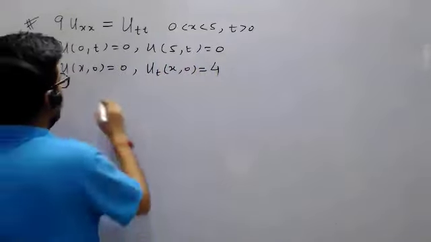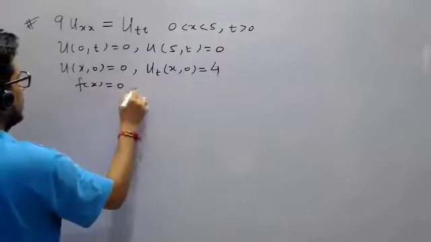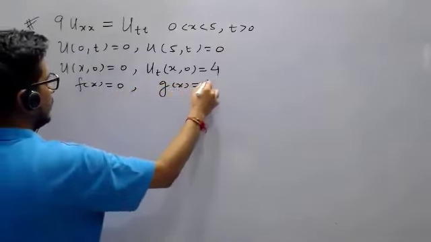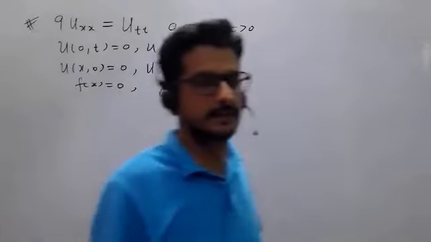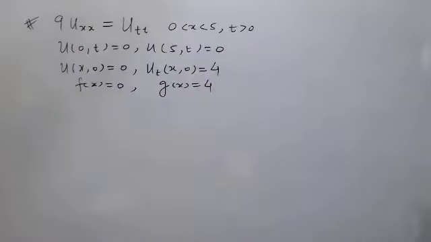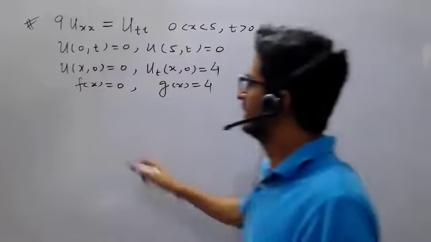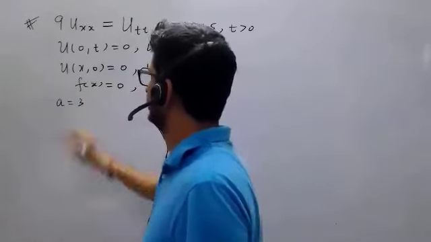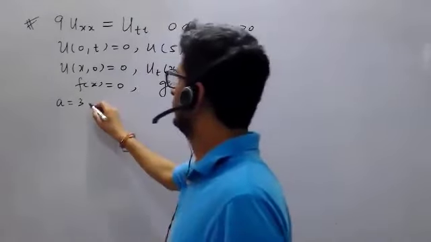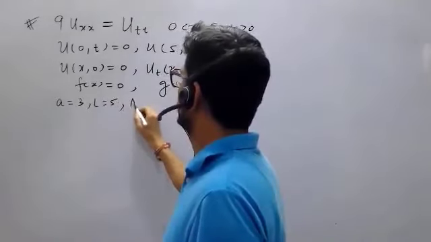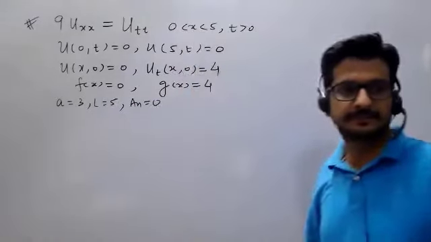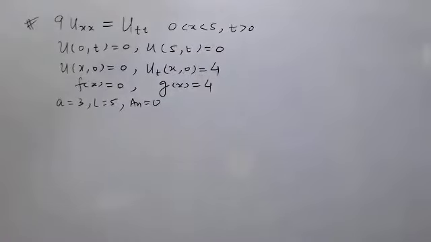So now you can clearly see this is f(x), which is equal to 0 in this case, but g(x) is finite, equal to 4 in this particular case. Correct? Now, can I write a is equal to 3 and l is equal to 5 and also a_n is equal to 0? Can I write this? Yes, sir. This time f(x) is 0, so a_n is equal to 0.